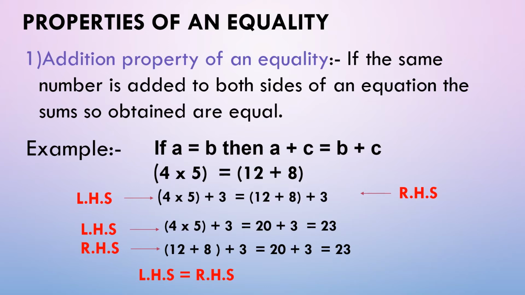That is the right hand side. 12 plus 8 is what? 20. 20 plus 3 is what? 23. So here LHS is equal to RHS. So if the same number is added to both sides of an equation, the sums obtained are equal. So here we are getting both the sides equal. LHS is also 23 and RHS is also 23.